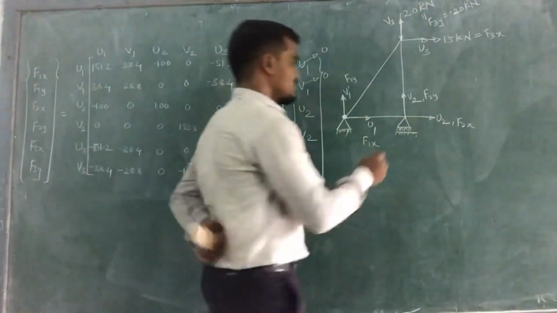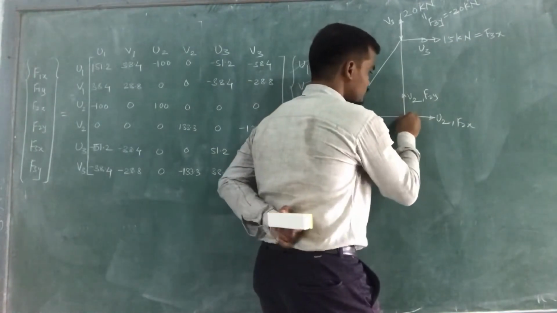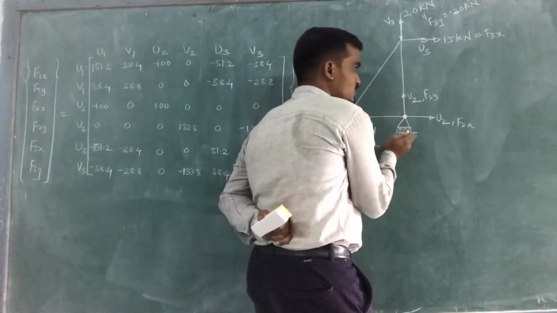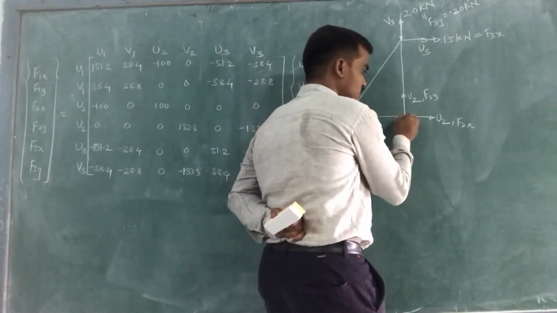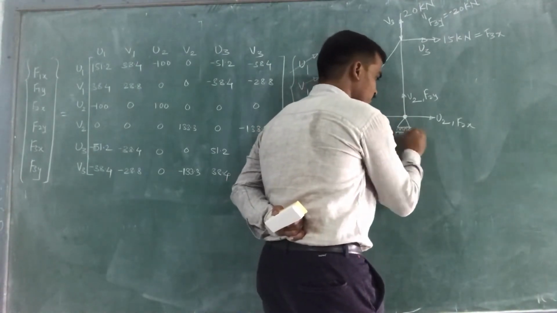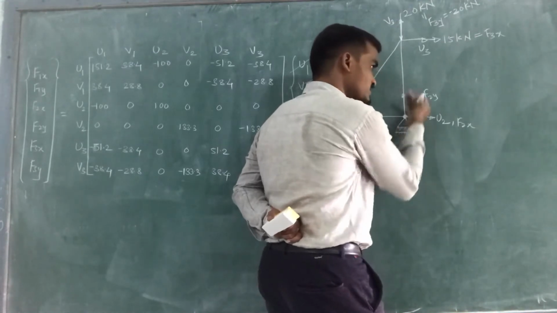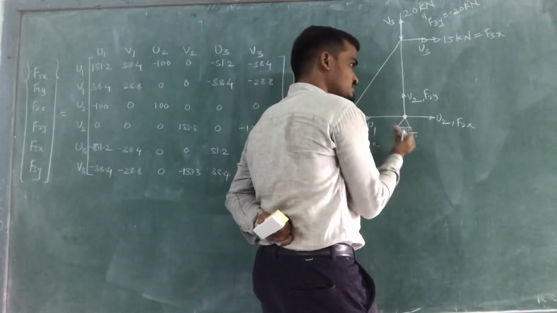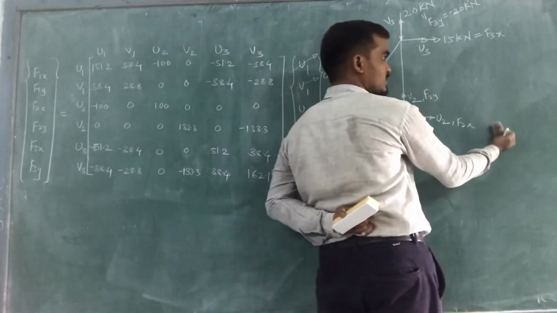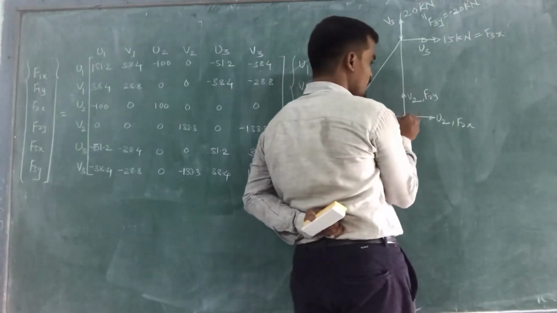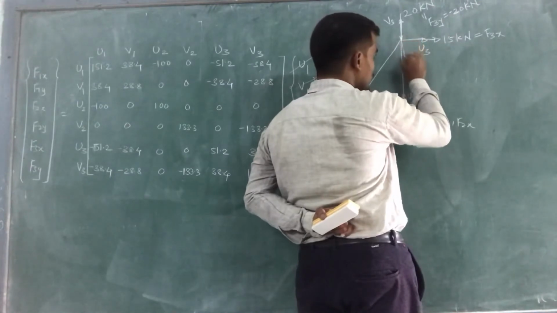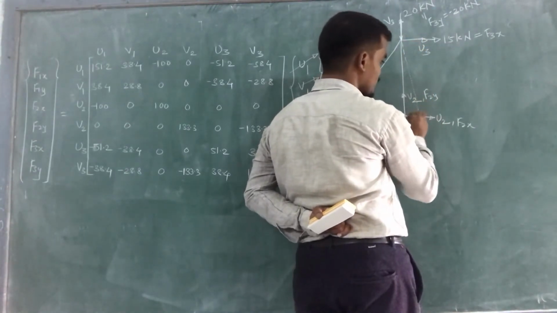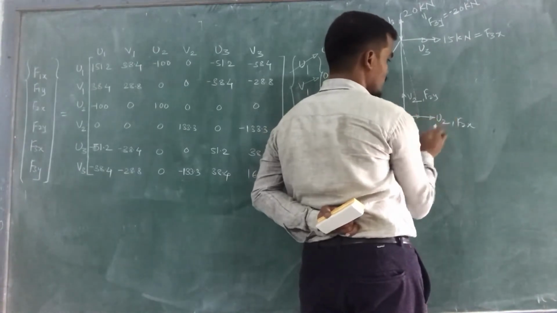Then at the second node, there are two displacements, U2 and V2. But due to this roller support, it will restrain the displacements in the y direction. There is a possibility of displacement in the x direction only. Because of this roller support, maybe this support will displace by this amount equal to u. Okay.